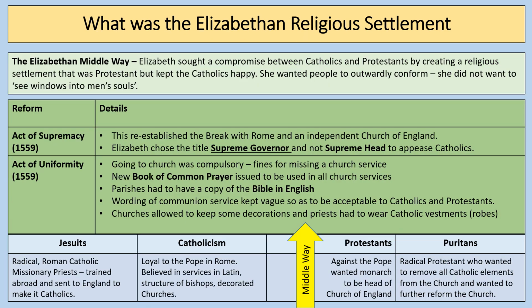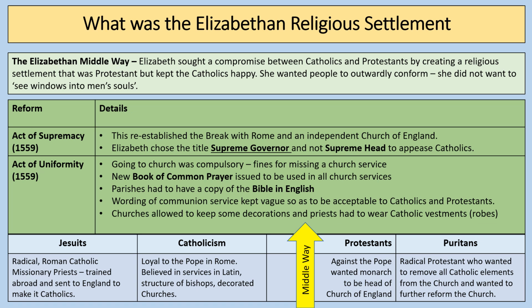So just to reinforce the Elizabethan religious settlement for you, it's really important foundational knowledge this. Elizabeth sought that compromise. There's that key idea of the middle way. She wanted a compromise between Catholics and Protestants by creating a religious settlement that was Protestant but would keep Catholics maybe not happy particularly, but on side. So she wanted people to outwardly conform, and one of the things she said is she didn't want to see windows into men's souls. So what that meant is that if you were secretly a Catholic loyal to the Pope, as long as you didn't go on about that, then that was going to be okay.